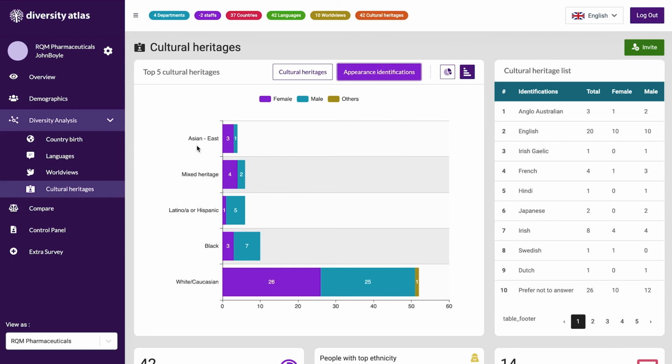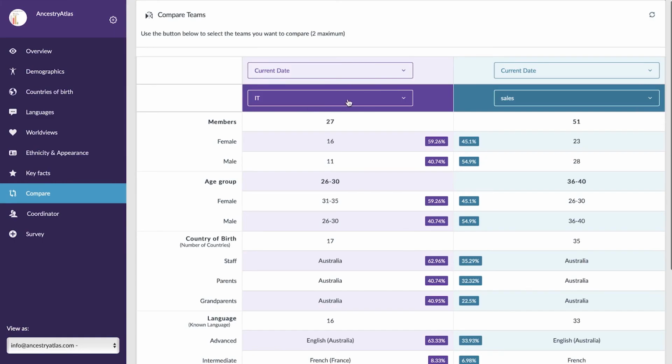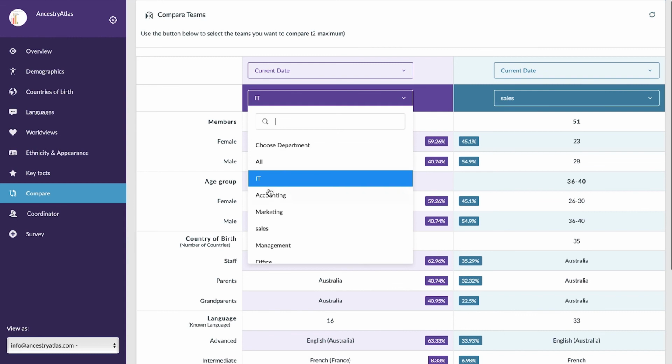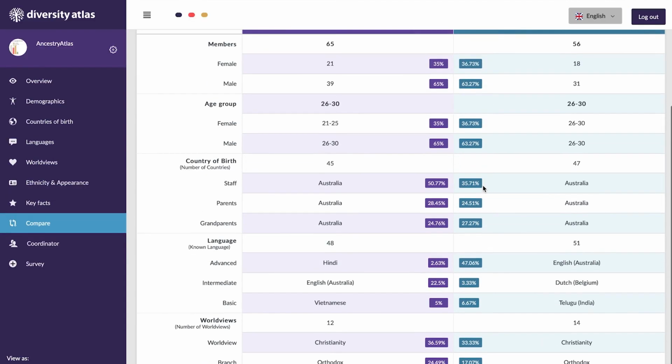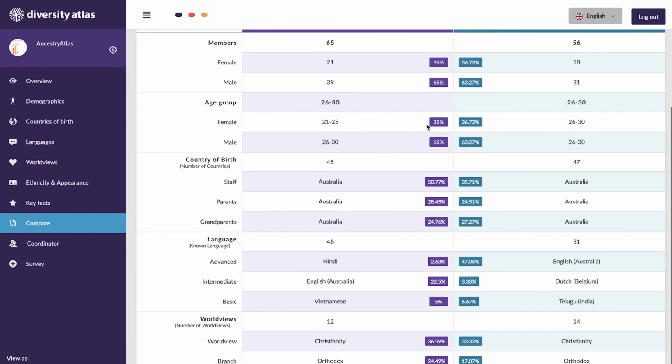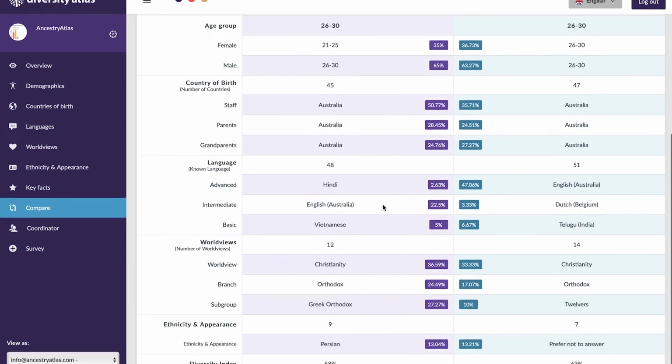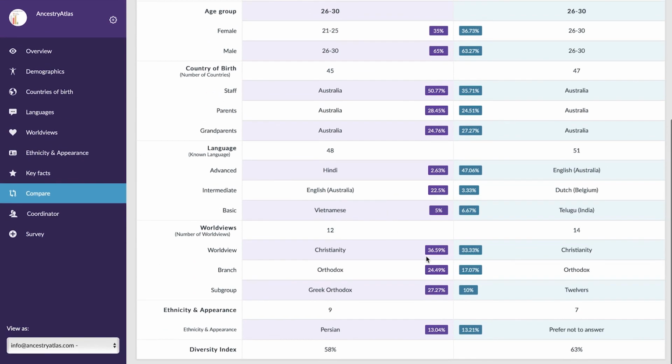But for the first time, it will give an organisation the most comprehensive view in real time of any of their specific teams. So in this example, what we're going to do is compare the accounting team with the marketing team. And so what we can do with this data is to look at all the different cultural diversity pillars and compare one team with another.